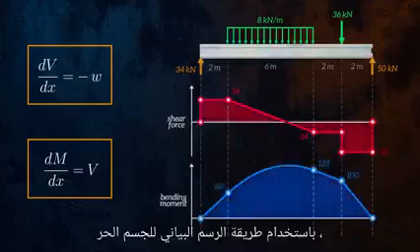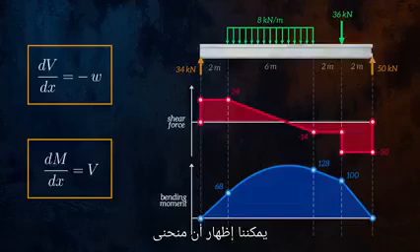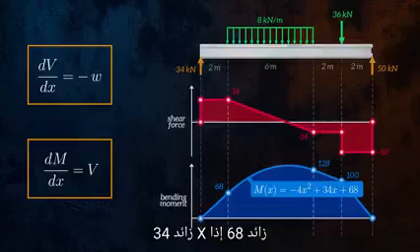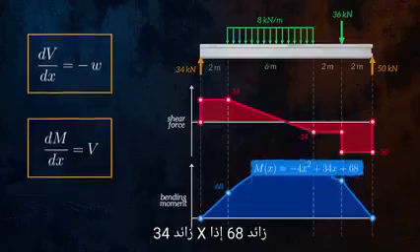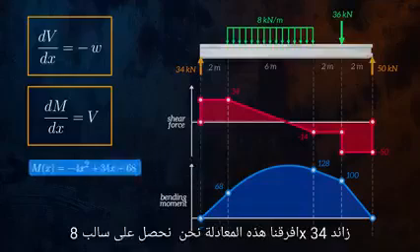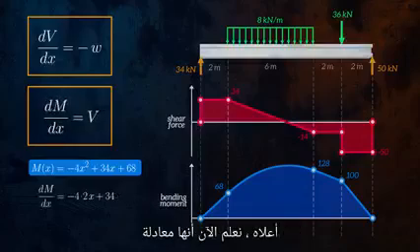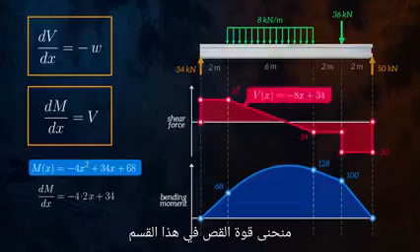By using the free body diagram method, we can show that the bending moment curve for the section of the beam under the distributed force is defined by the quadratic equation -4x² + 34x + 68. If we differentiate this equation, we get -8x + 34, which, based on the dM/dx equation above, we now know is the equation for the shear force curve in this section of the beam.